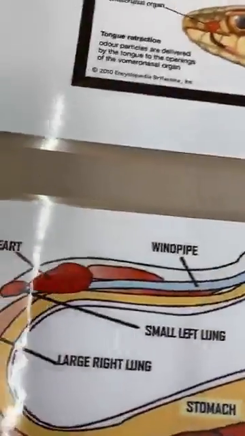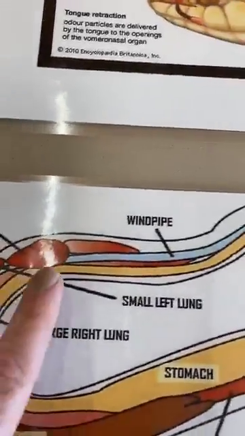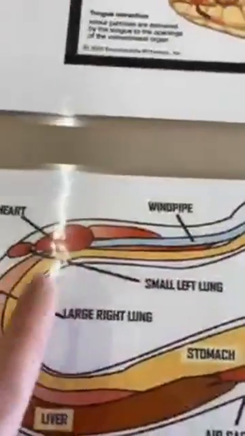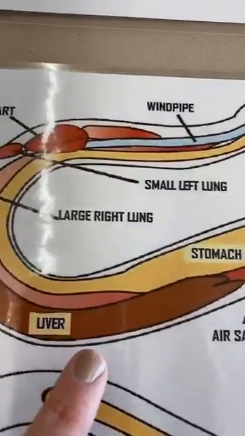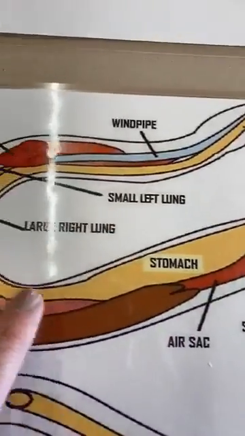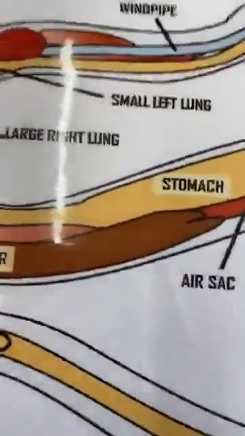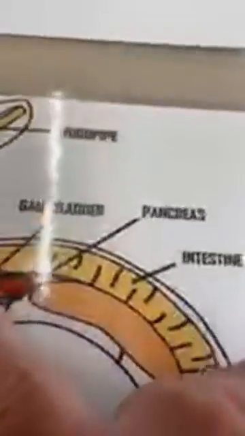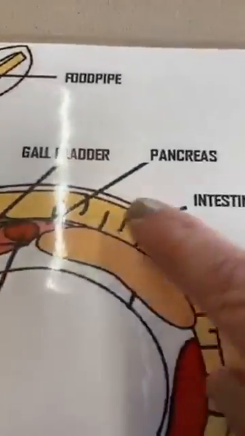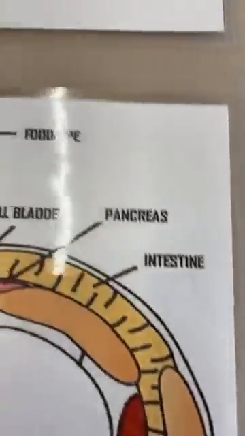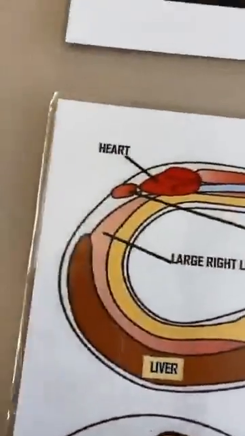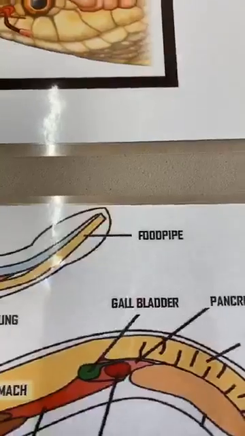But a few other cool organs. The heart is, of course, a little bit smaller, but still kind of long and skinny. The liver, this is what you'd look at right here, long and skinny. And then we also have the gallbladder, pancreas, the intestines we saw a little bit earlier, and the kidneys. All of these organs, because the snake is long and skinny, have to be long and skinny as well.